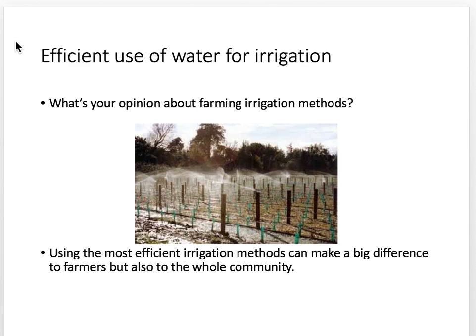Okay, so it can make a big difference. However, farmers need to make that choice whether they want to save money in the short term, and a lot of other factors affect it as well, depending on what they've already got in place, what they've used. But I want you to think about, well, what's your opinion about these irrigation methods?